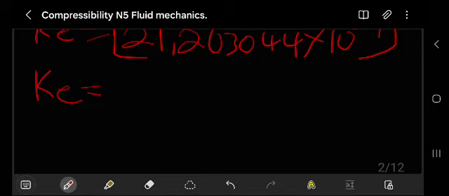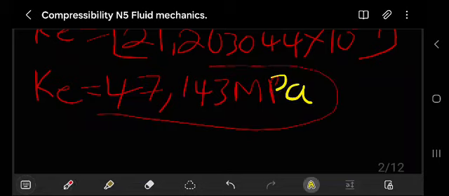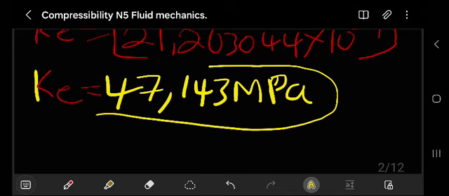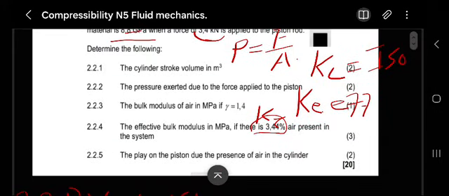This will be equal, when you punch that on your calculator, to 47,143. This is in megapascal, right? There it is. This is KE, the effective bulk modulus. Yeah, you'll get those marks. That is an effective bulk modulus. You'll get those 3 marks.